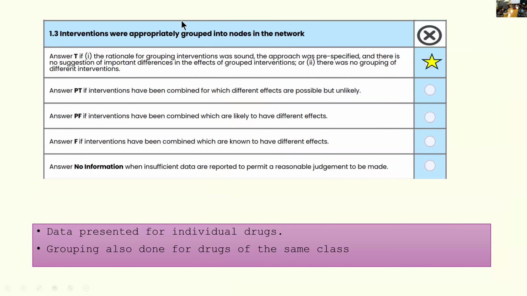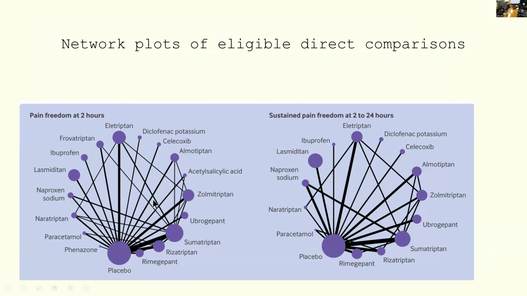The next question is: were the interventions appropriately grouped into nodes in the network? Like I showed you in that network plot, there are nodes. The answer was true, because the data was presented for individual drugs. Each point on the node correlates with a particular drug. They have also grouped them based on drugs of the same class, the same mechanism of action, which is reasonable. So this is the network plot.